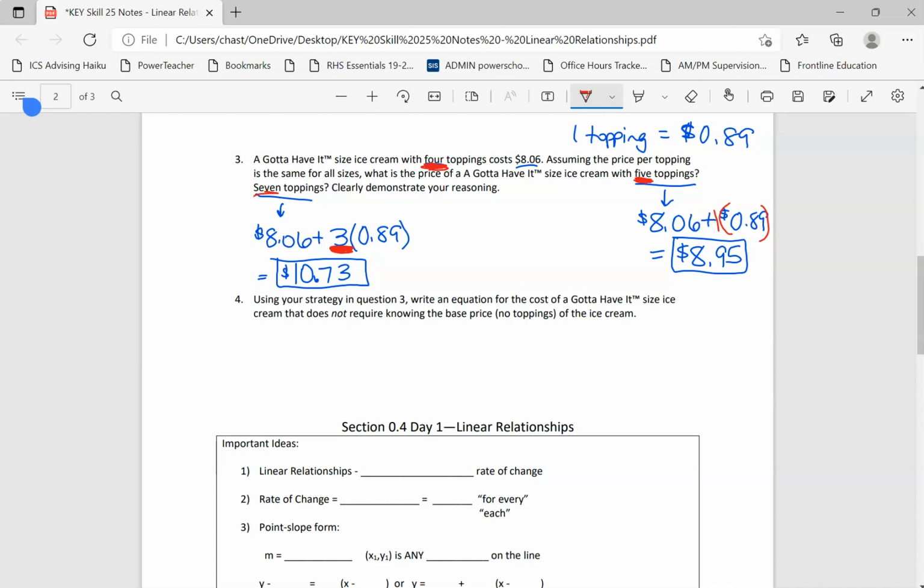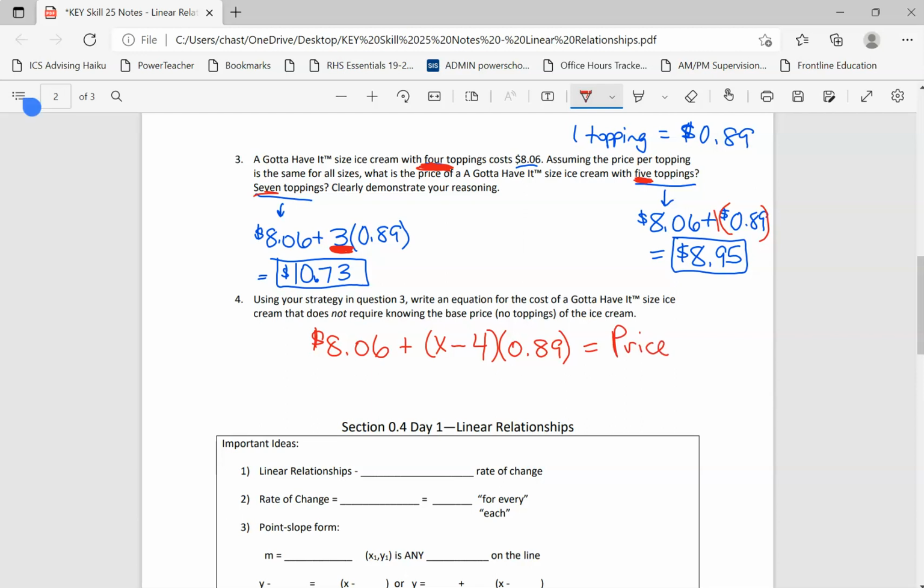All right, so if I wanted to write an equation for finding any number of toppings that doesn't require us to know the base price, what we would do is we would take $8.06, that's the cost of 4 toppings, plus we take whatever number of toppings minus 4, because remember they're giving us the price with 4 toppings, and then multiply that by 89 cents, and that'll equal the price.